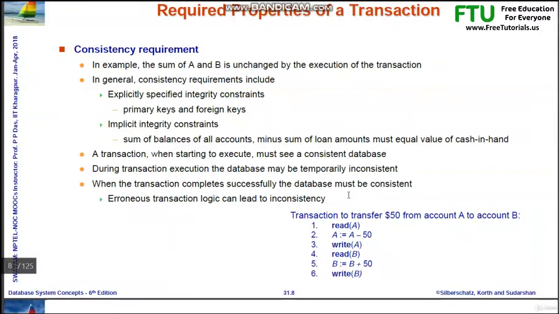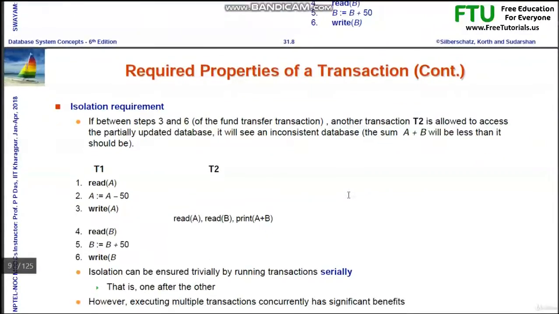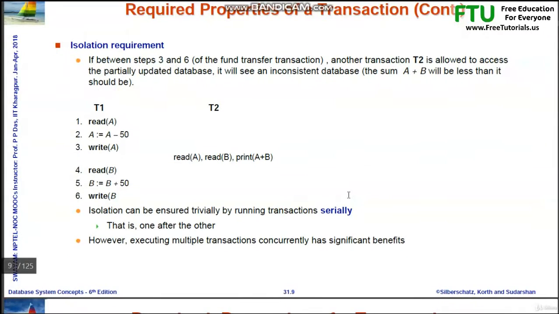database. Second, consistency. Okay, but first we understand isolation, then we will come to consistency. Isolation: if between step 3 and 6 of the fund transfer transaction, another transaction T2 is allowed to access the partially updated database, it will be inconsistent. The sum A plus B will be less than it should be.